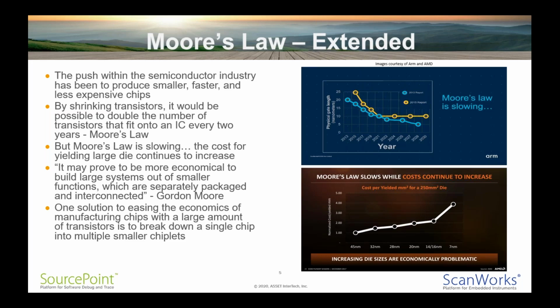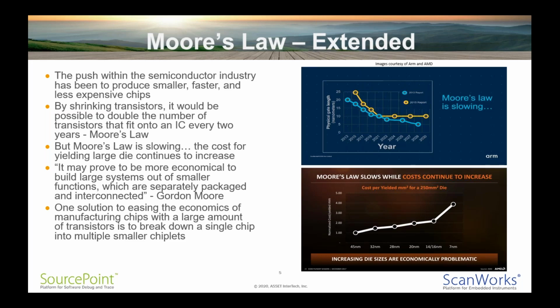The cost of yielding large die continues to increase. As illustrated in the charts created by ARM and AMD, the physical gate length of a transistor has decreased, or at least plateaued, over time, while the cost to produce usable die has increased. The cost per die yielded has doubled from producing 14 to 16 nanometer die to 7 nanometer die. Gordon Moore went on to state, it may prove to be more economical to build large systems out of smaller functions, which are separately packaged and interconnected.